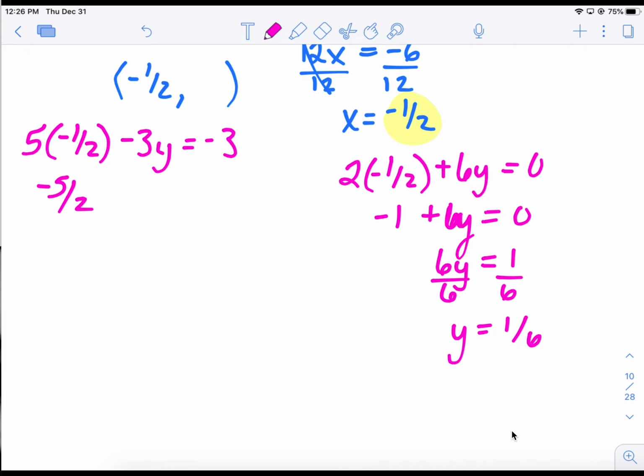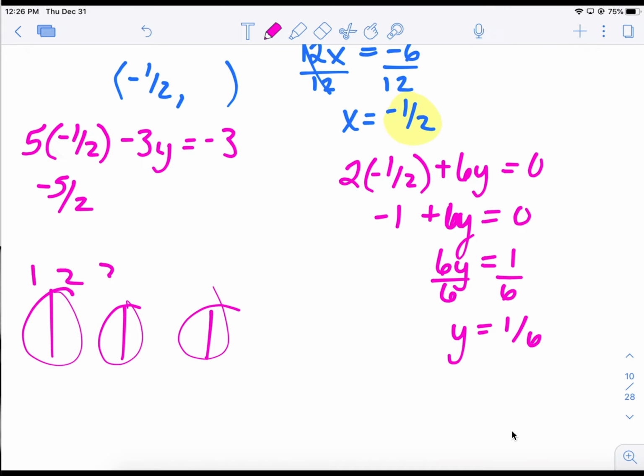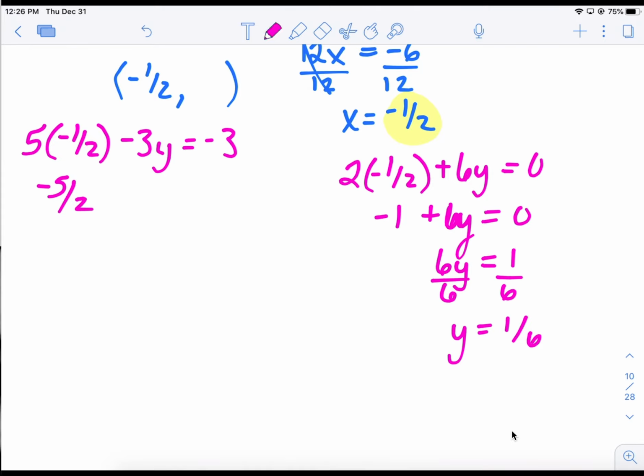Okay, so if I have 3 wholes, 1, 2, 3 wholes, how many halves do I have? Should have 1, 2, 3, 4, 5, and 6. So I'm going to convert those 3's into halves. So negative 6 halves of y and negative 6 halves as my constant. Okay, we're going to add that negative 5 over 2 to both sides.